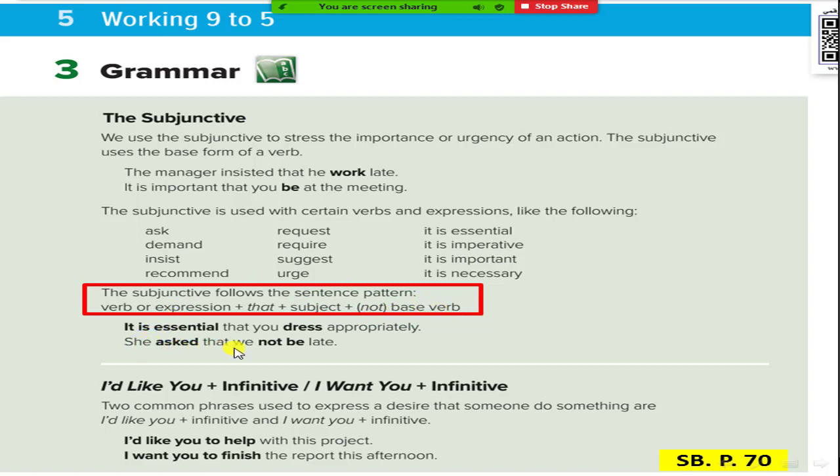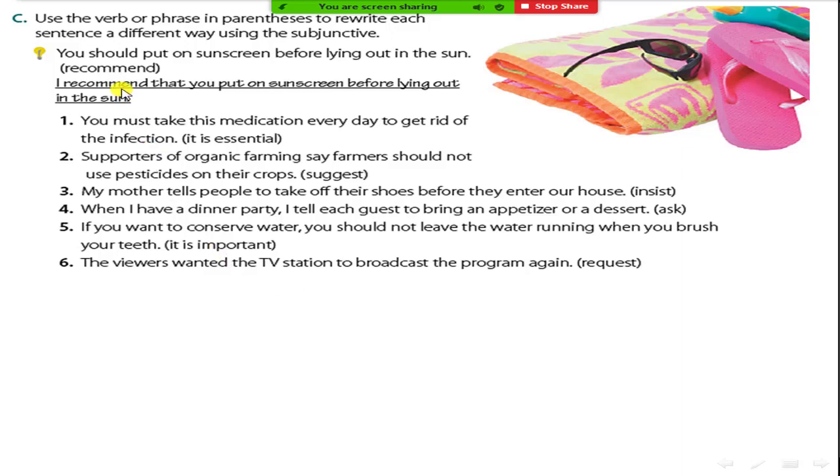For example, we say she asked that we not be late. Asked is the verb of the subjunctive, followed by that, followed by the subject we, followed by not in the negative and the base form be. Okay, now let's answer number 1.